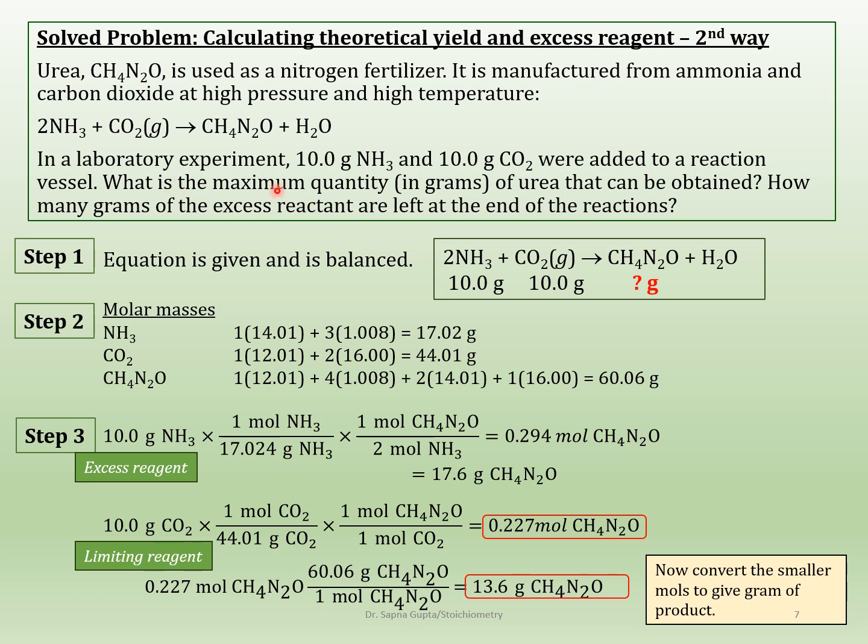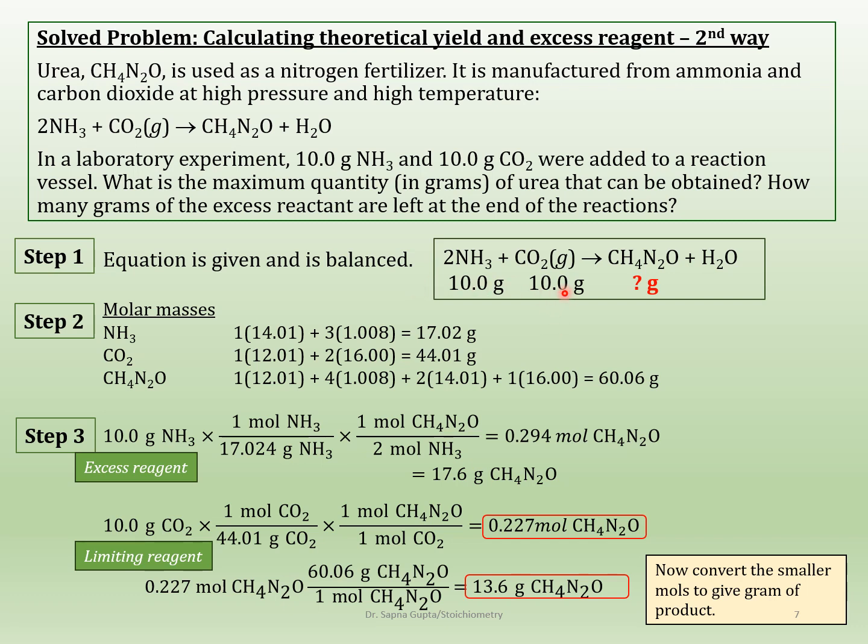Okay, so when they say maximum quantity of urea, it means that the theoretical yield, okay, is being asked. So see over here, the question does not mention anything about limiting reagent, okay? But it does give you two quantities to start with. So in your reaction, you have both of the ammonia and carbon dioxide that you're starting with.